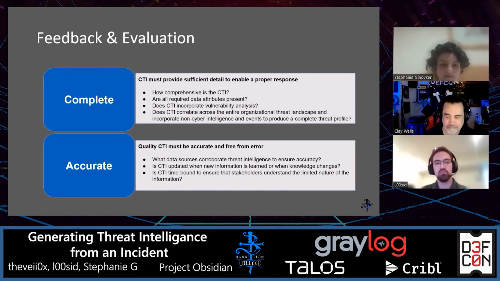The next part is, was it accurate? Were there errors in your generated intelligence? What data sources did you use? Were they accurate? Was this the most up-to-date information, or were there information changes along the way? And is it time-bound? Is there an expiration for this intelligence? Sometimes if you provide information about specific IOCs, those might change very quickly. So it's important to note if it's time-bound and how long this will be accurate for.